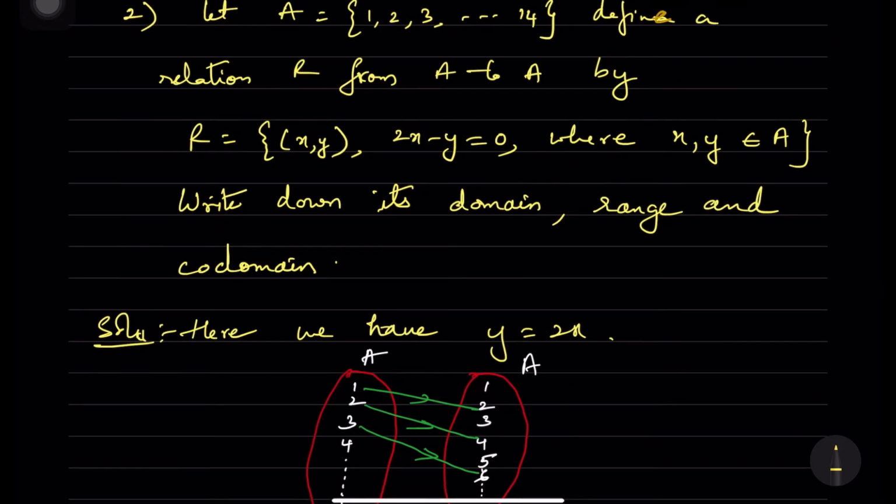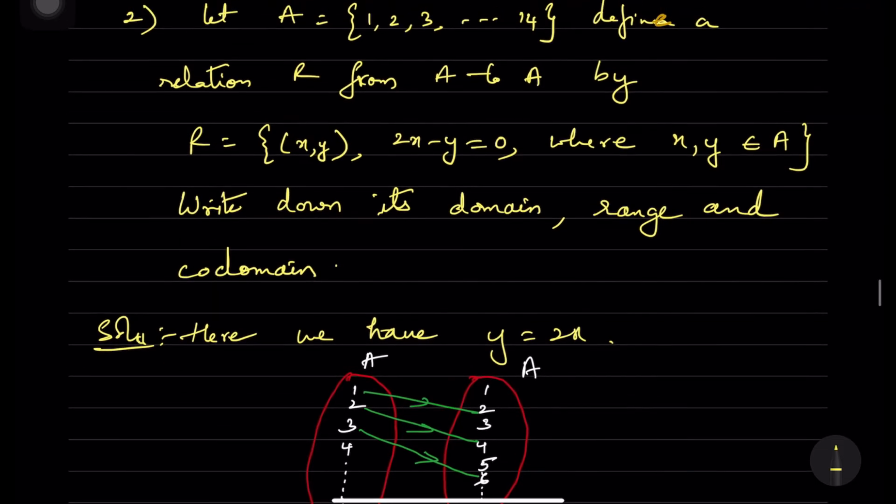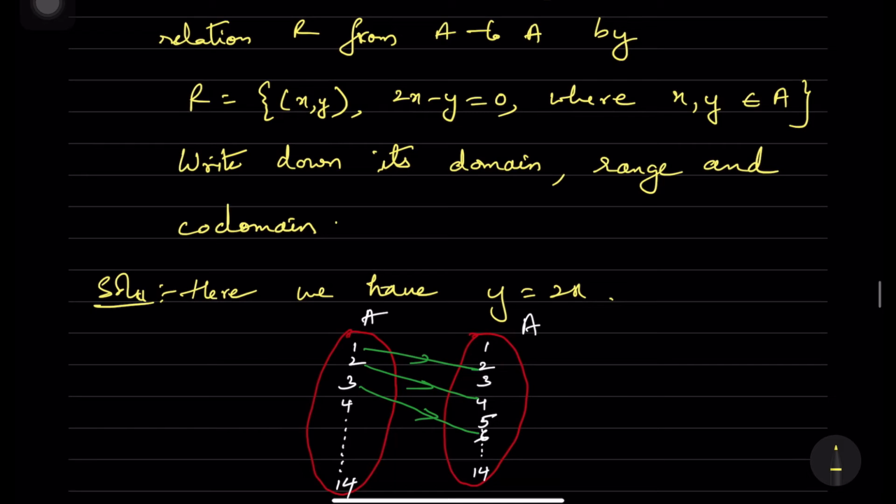Define a second one. Let A be equal to {1, 2, 3, and so on up to 14}. Define a relation R from A to A by R is equal to {(x, y) such that 2x minus y is equal to 0, where x, y belong to A}. Write down its domain, range and codomain.